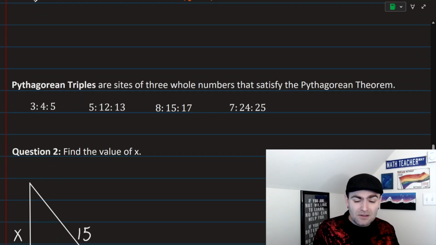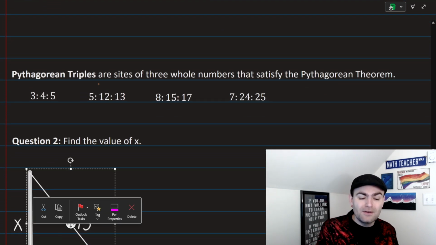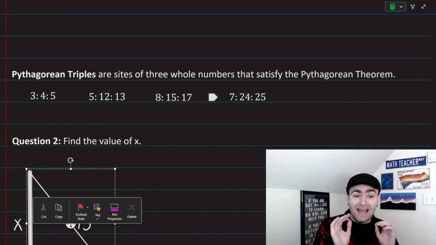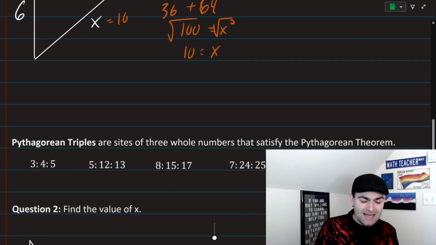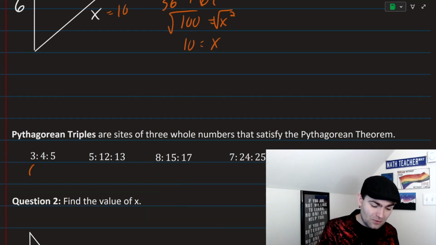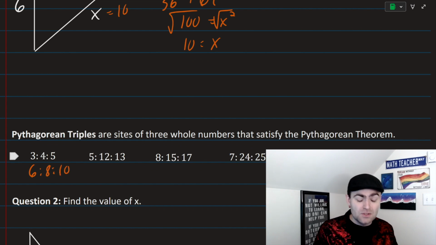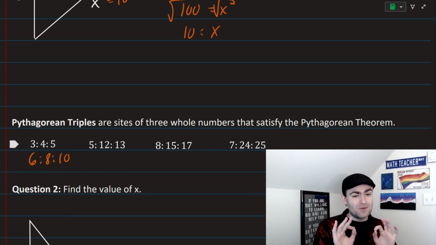So some common Pythagorean triples we have are 3, 4, 5; 5, 12, 13; 8, 15, 17; and 7, 24, 25, and any multiple of these. For example, this triangle worked out, and we had 6, 8, and 10. Well, 6 is 3 times 2, 8 is 4 times 2, and 10 is 5 times 2. So multiplying all three numbers by 2 still gives us a Pythagorean triple. So let's use that to try to save us on a little bit of math.